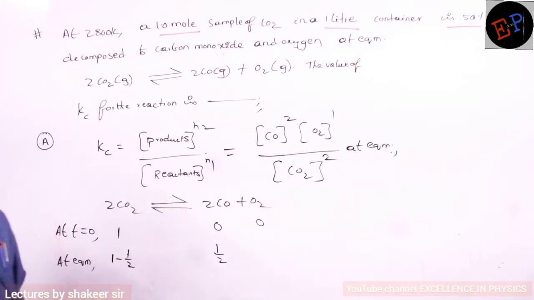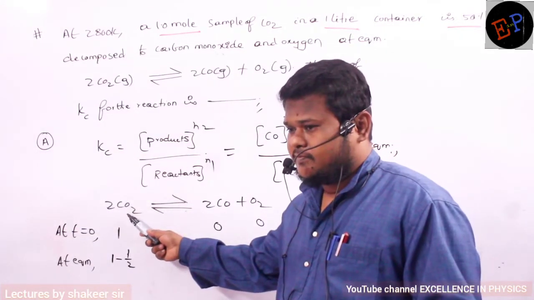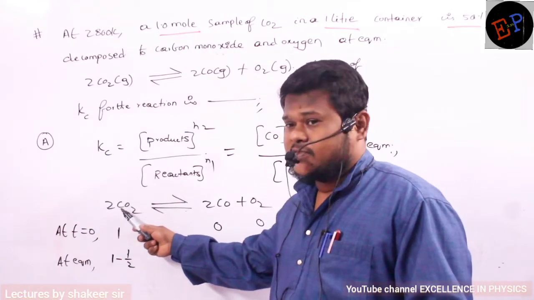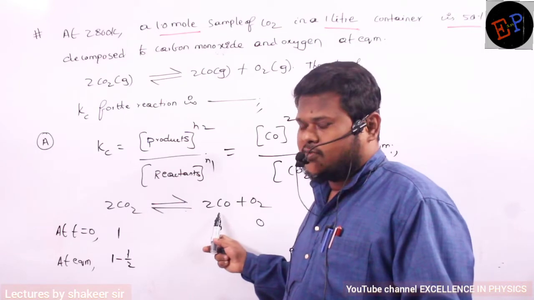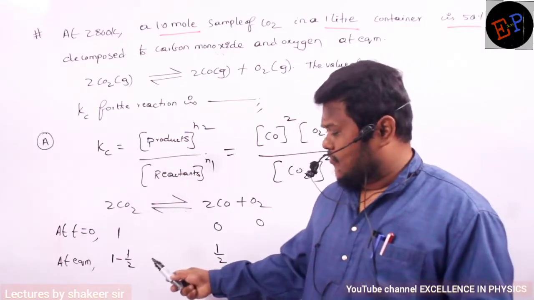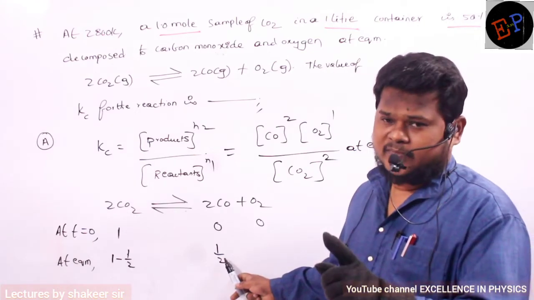Are you able to understand how we are proceeding? Sima, how many moles of CO2 has reduced? How many moles of CO2 is present in the reaction? 2. So therefore, carbon monoxide also 2 moles should form, no? So if half mole is reduced, here also half mole should be formed. Are you able to understand?